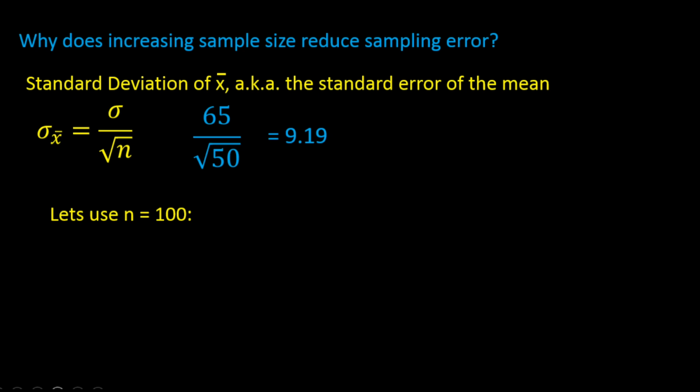65 divided by the square root of 100 is 6.5. So now our standard error is only 6.5, whereas before it was 9.19. We see how the sample size has an inverse relationship with the standard error. By increasing the sample size, we have decreased the standard error or standard deviation of the mean. This means that the larger the sample size, the higher the probability is that the sample mean will fall within the specified interval around the mean.